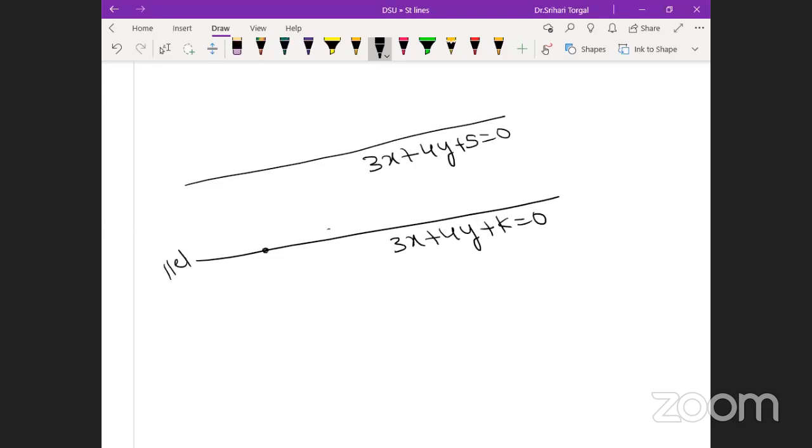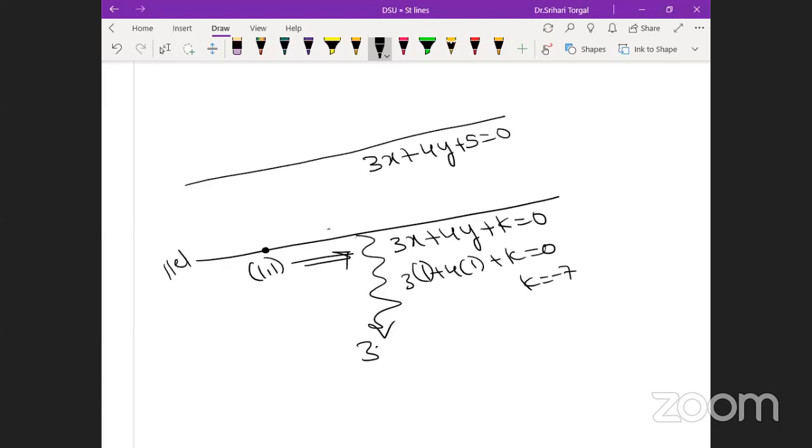one piece of data. If they give you one point which lies on the parallel line, then you just substitute that value here in x and y. K value is minus 7. What is the equation of this line? 3x + 4y - 7 = 0. This is very simple. This is how we have to calculate.